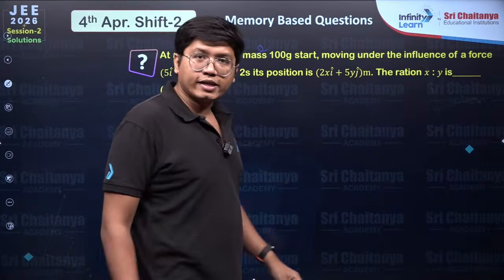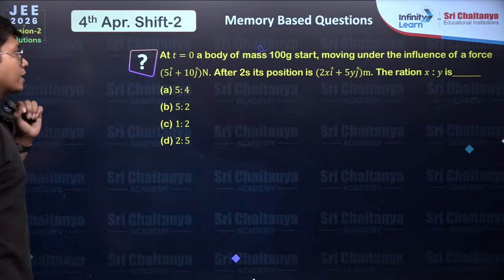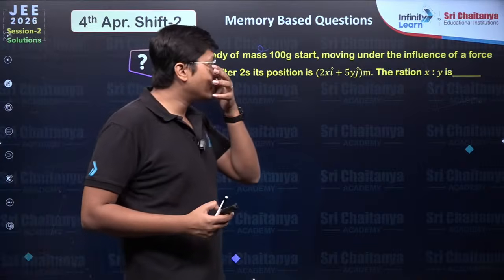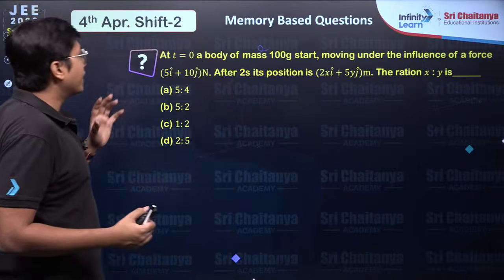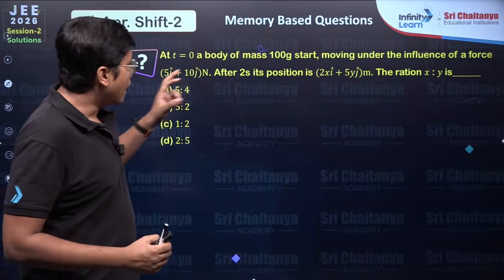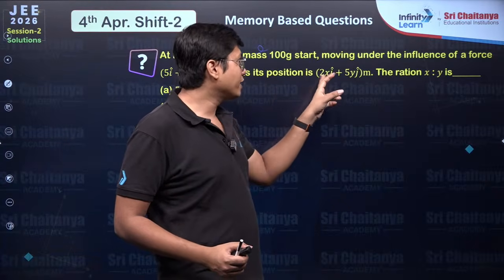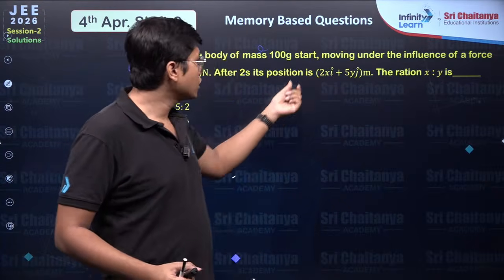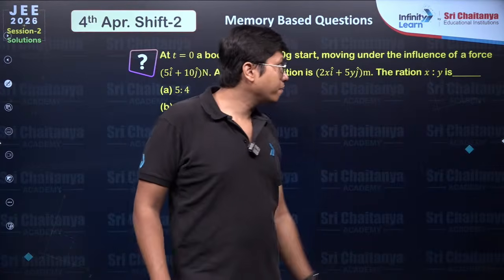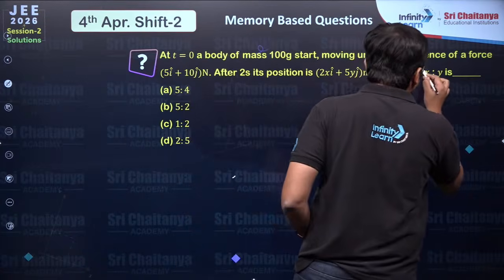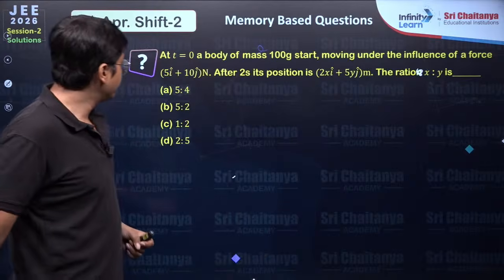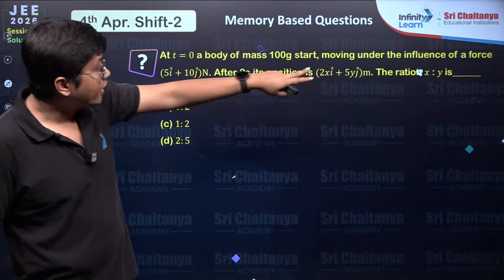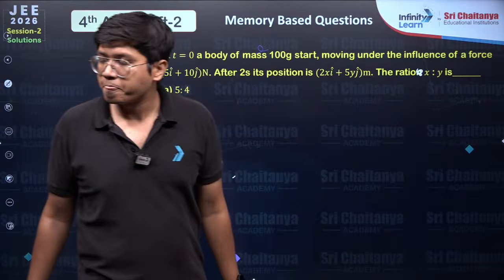Next one, it says at t equal to 0, a body of mass 100 gram starts moving under the influence of a force 5 i cap plus 10 j cap. After 2 seconds, its position is 2x i cap plus 5y j cap. The ratio of x to y is how much?